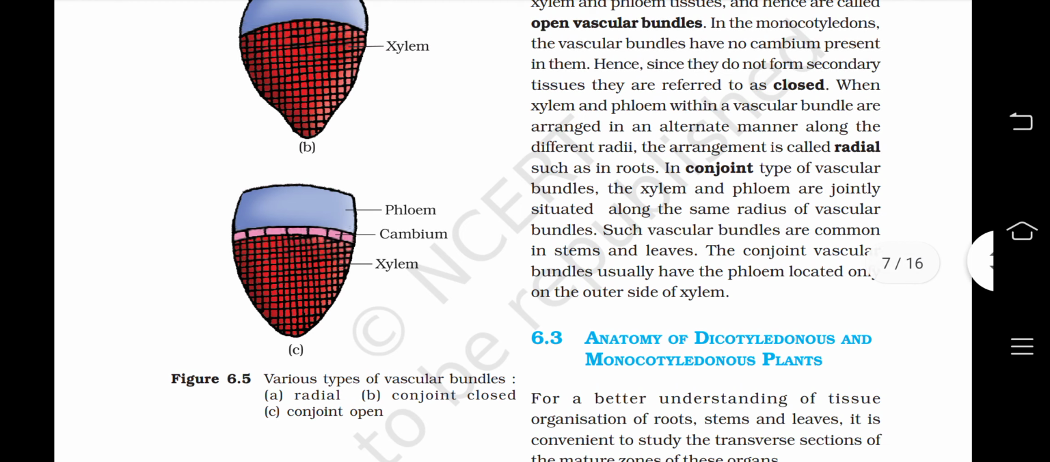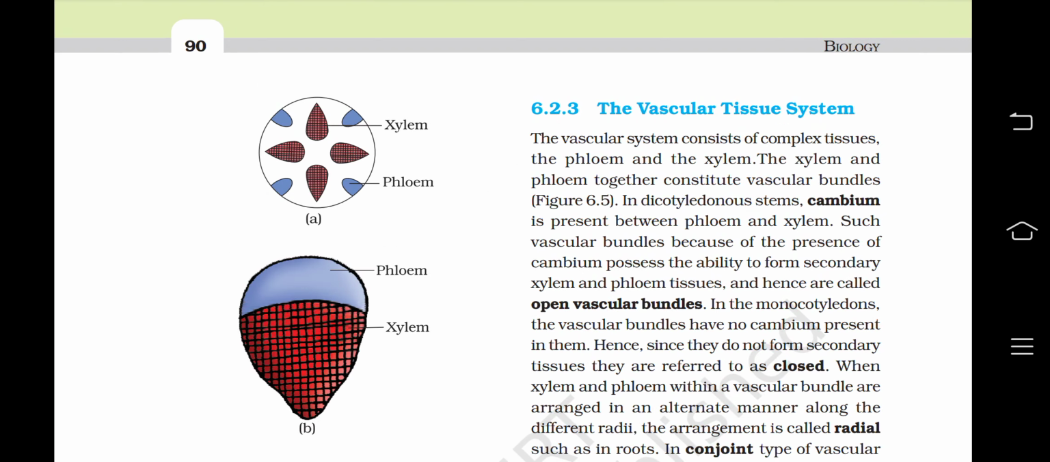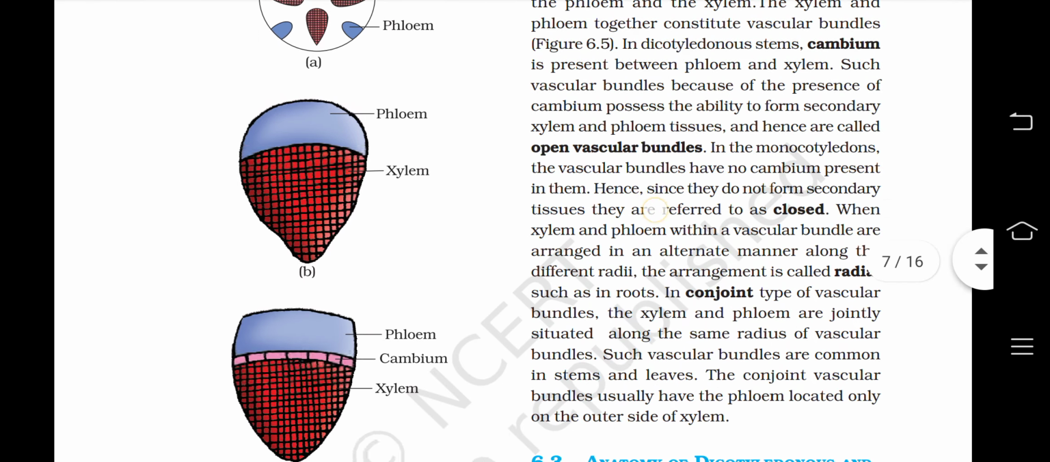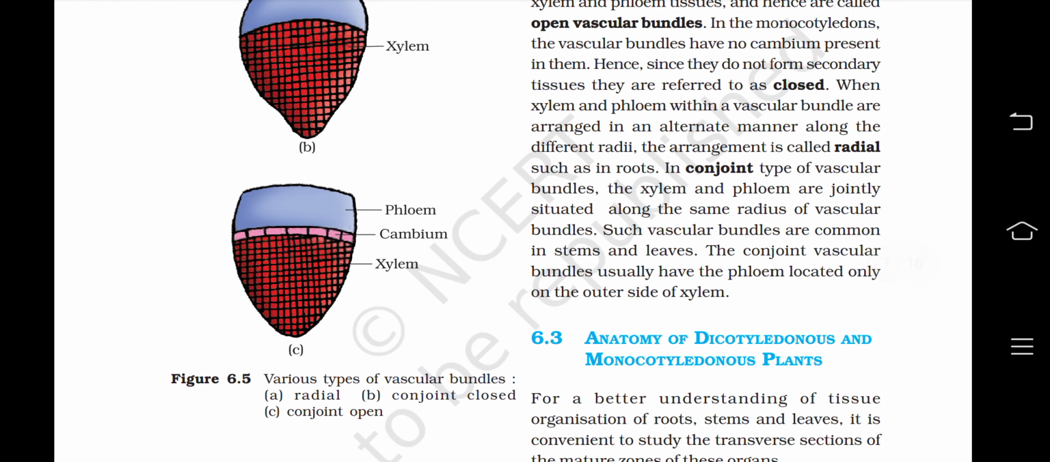Now figure 6.5, various types of vascular bundles. A is a type of radial vascular bundle. B is a kind of conjoint closed one. C is a type of conjoint open type.